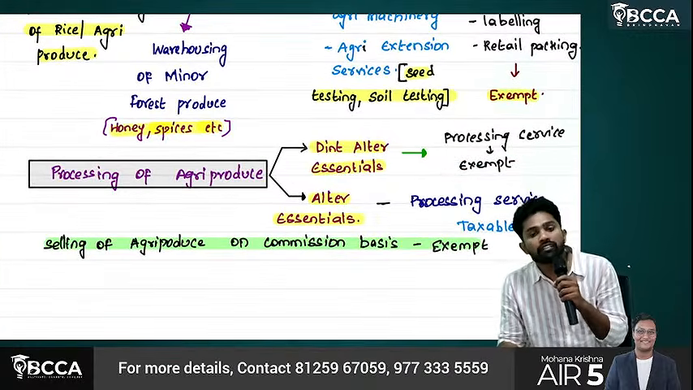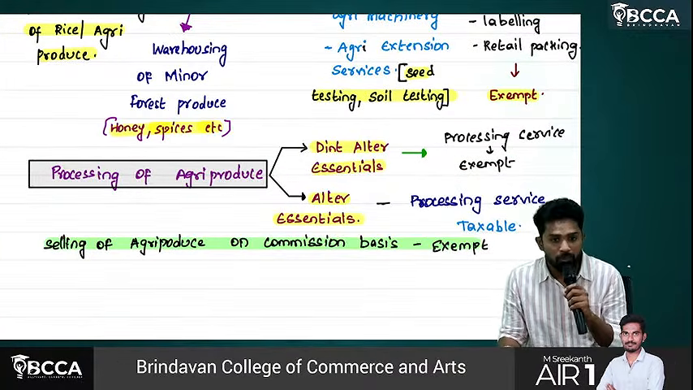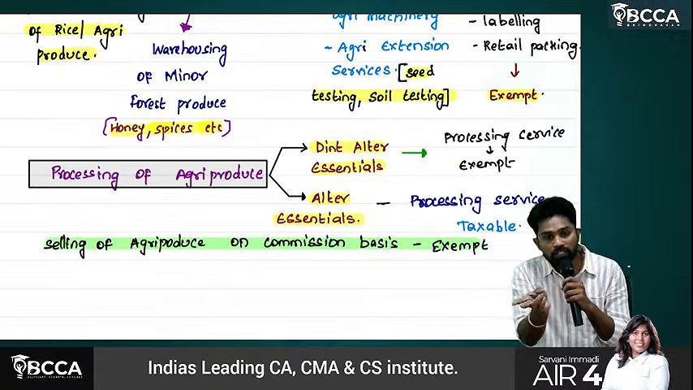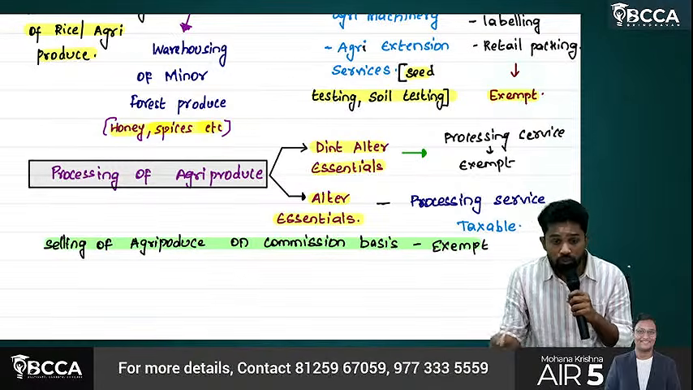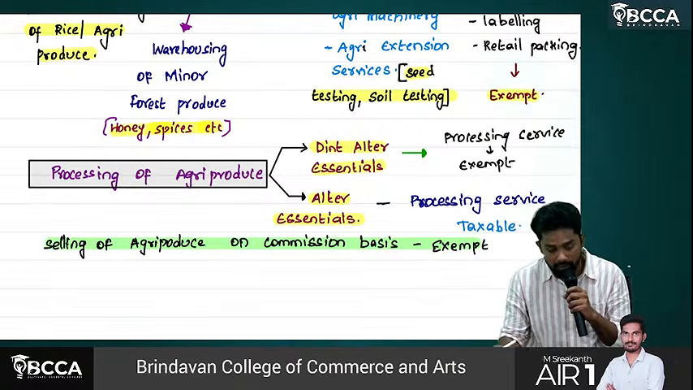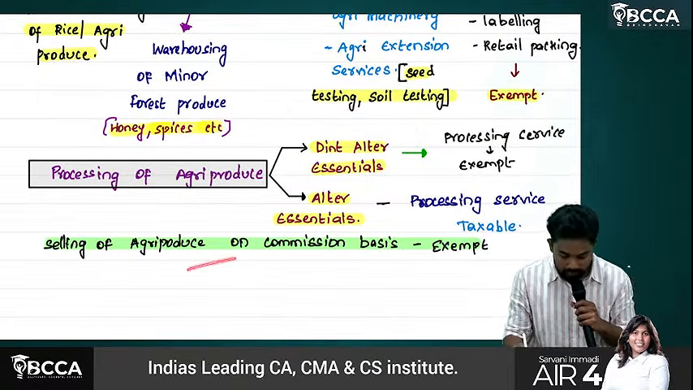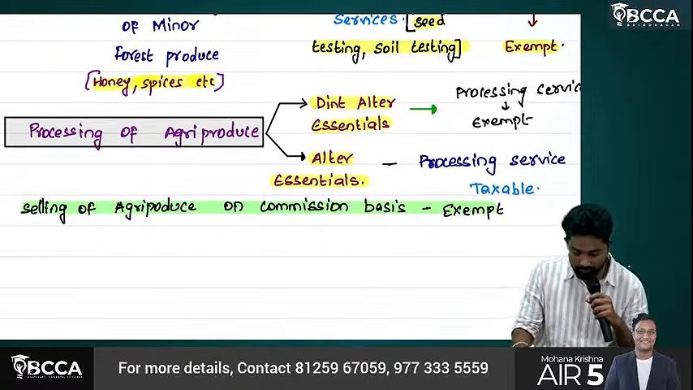But if you convert tomatoes into tomato ketchup, potatoes into potato chips, there is actually a conversion into a different form. So those processes are taxable. But if it does not change essential characteristics, then they are exempted.